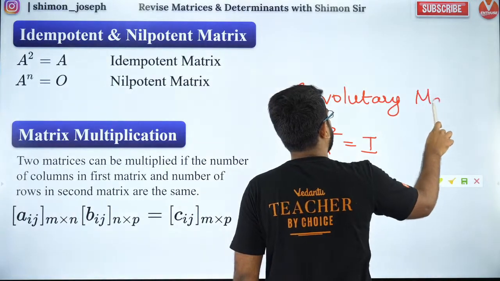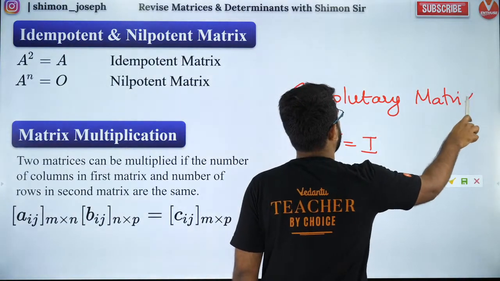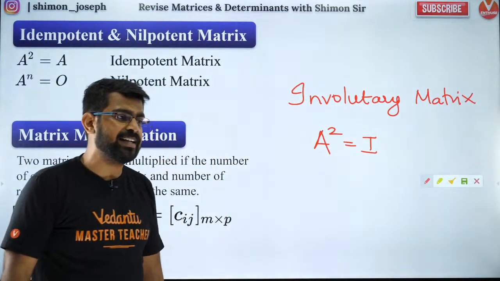So involutory means your A square is equal to I. Are you all okay with that?